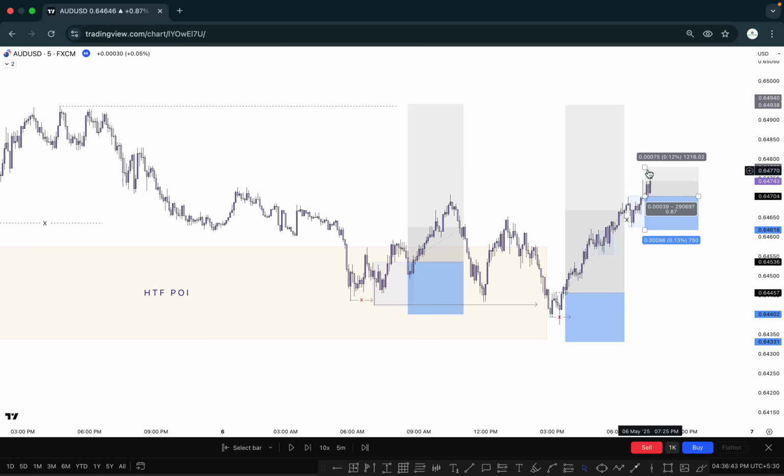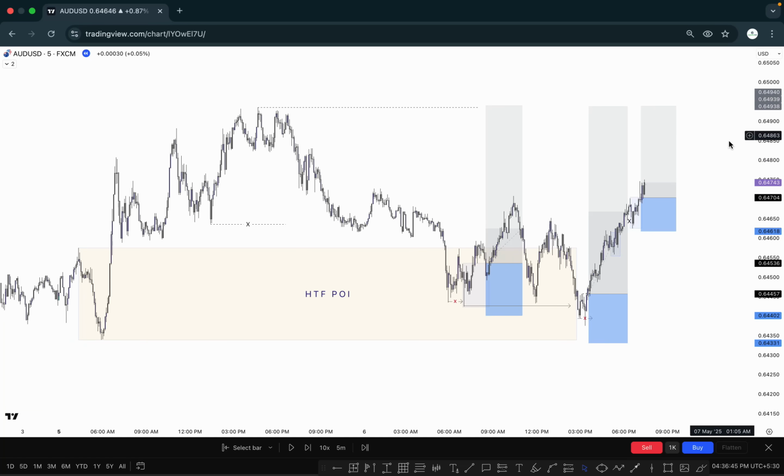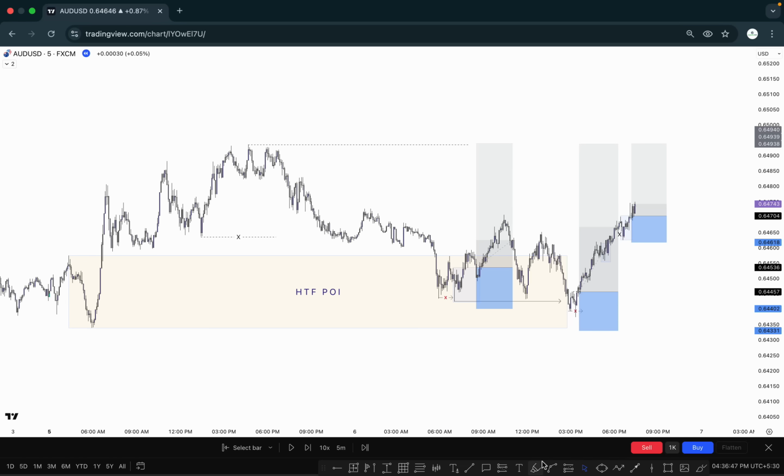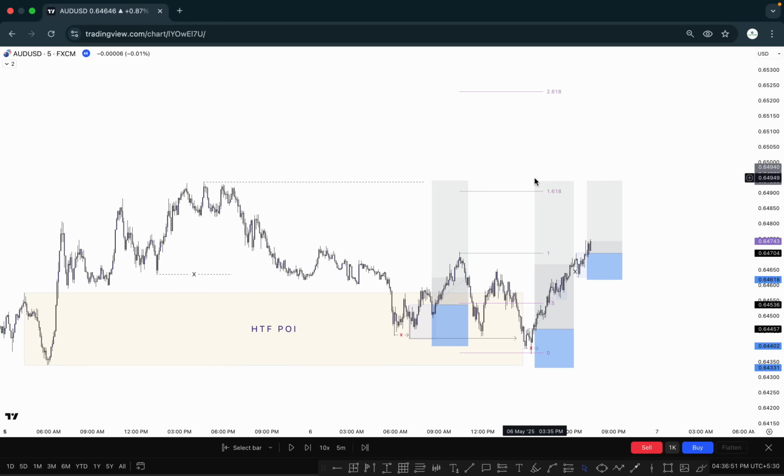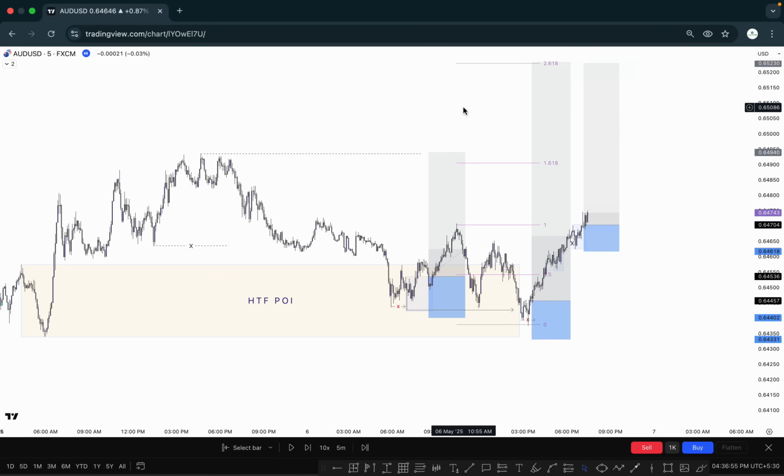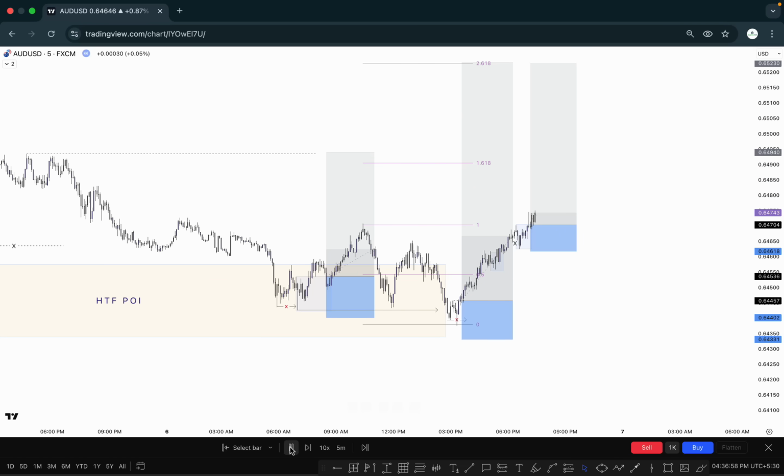And where is the target? We can set the previous swing high, and also we can set 2.618 as a target like this one. We can see exactly, this is our 2.618 here and 2.618 here. So we can set these two targets for the buy to the upside. And let's see what happens next after this one.